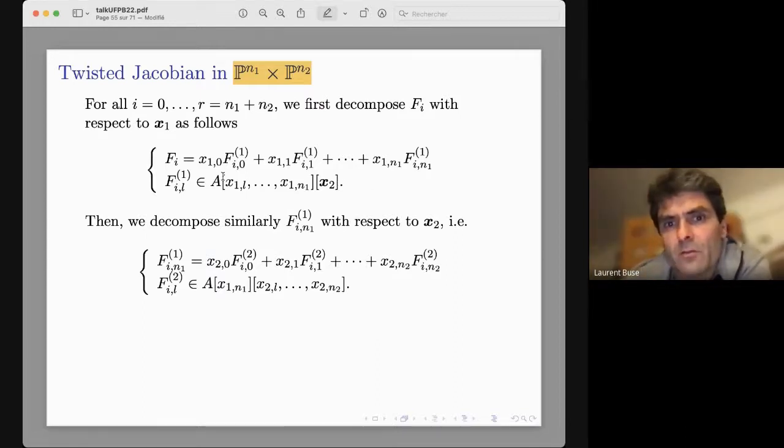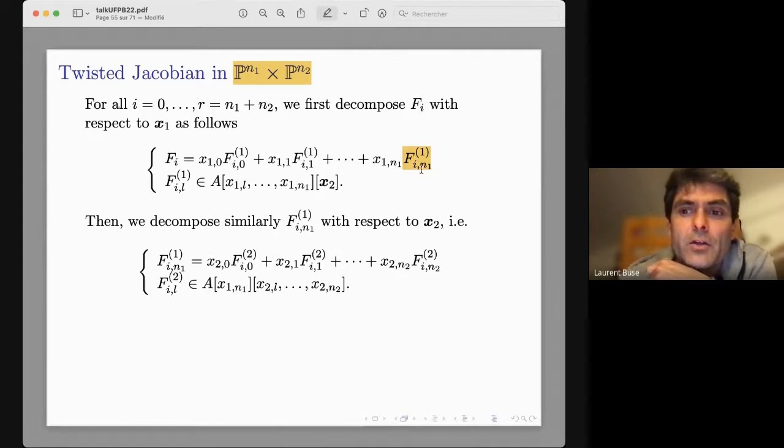Then what is important is once you did that, you look at these equations. So this one, the last term. You make a particular choice with respect to x1,n1. You take this polynomial. This polynomial is homogeneous with respect to the second component, that is P^n2. And so you take this equation here, and you decompose it with respect to the second set of variables, x2,0, x2,1, up to x2,n2. So you make again a choice of decomposition.